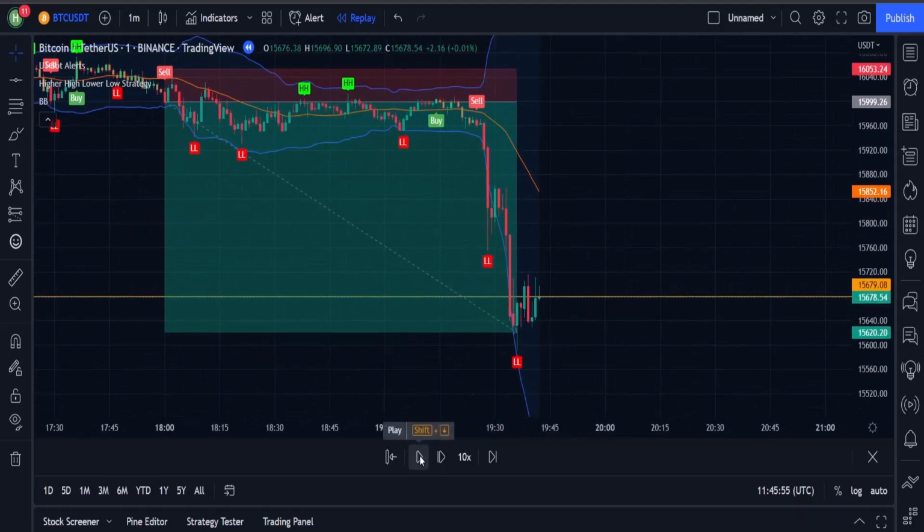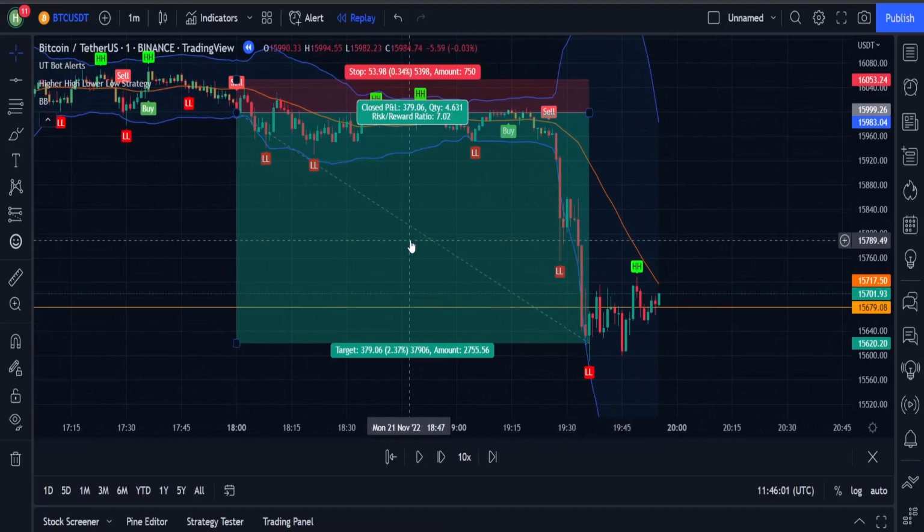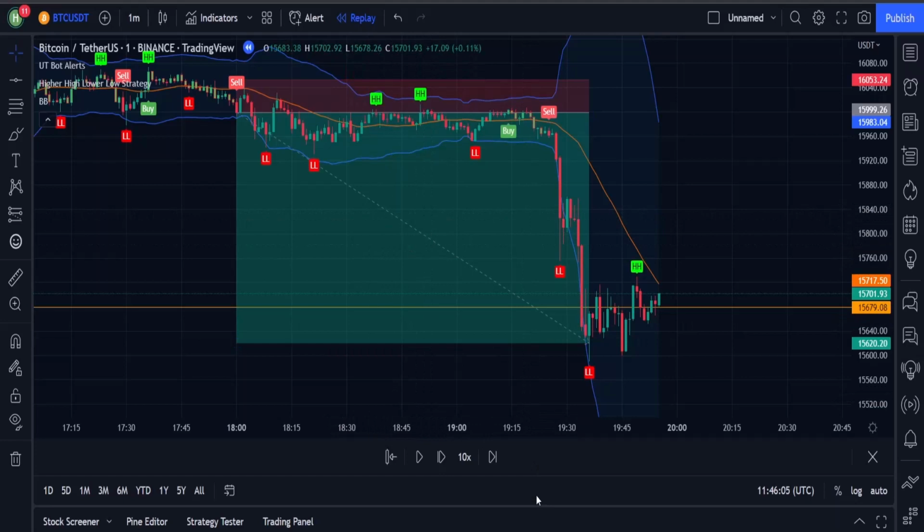Eventually, the market will reverse and hit your stop loss. This type of money management will allow you to catch massive trades and make really good profits. As we can see, this particular trade would have been an amazing profitable trade.